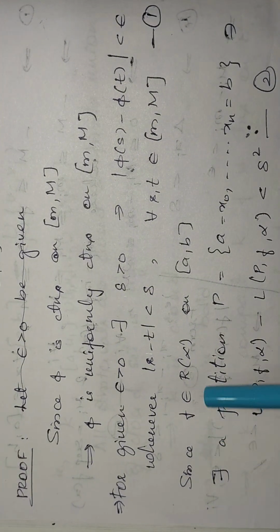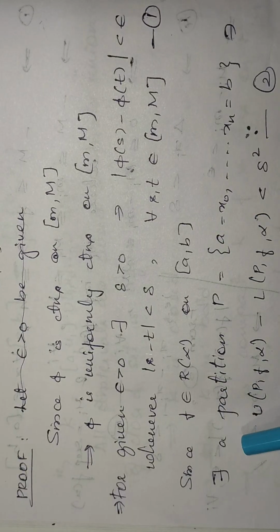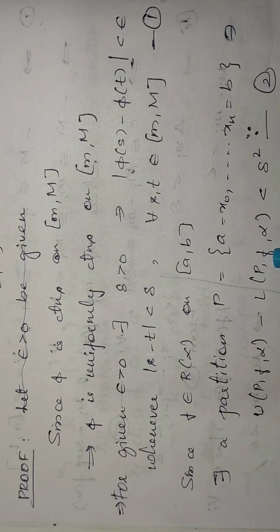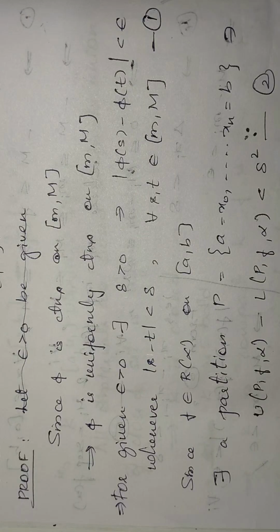And also, since f belongs to R of alpha on closed interval a comma b, there exists a partition P such that the difference between the upper sum and lower sum is less than epsilon, and I have taken that epsilon as delta square. Okay.